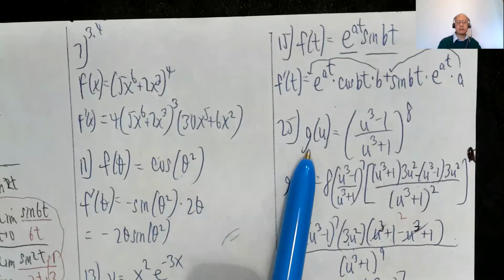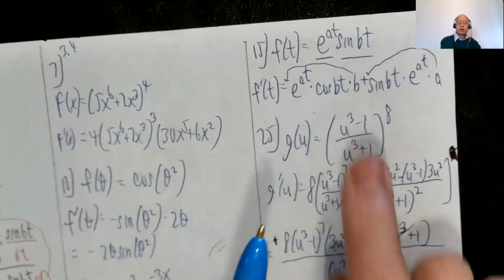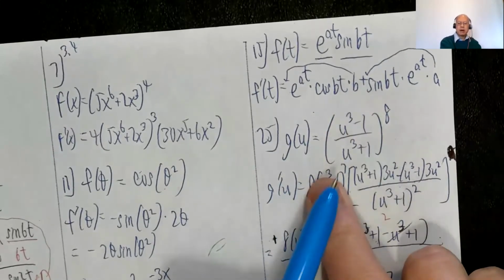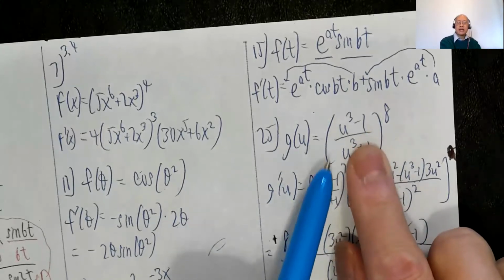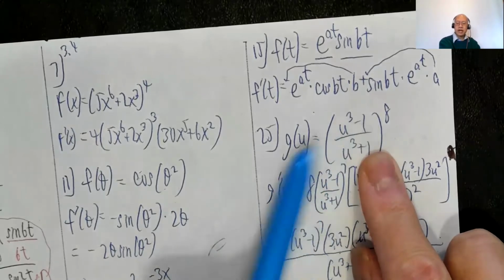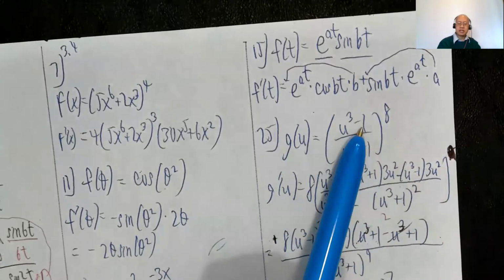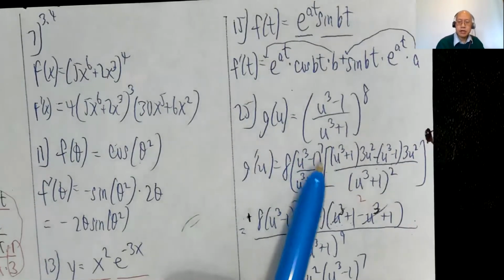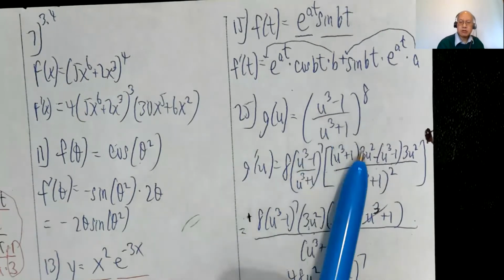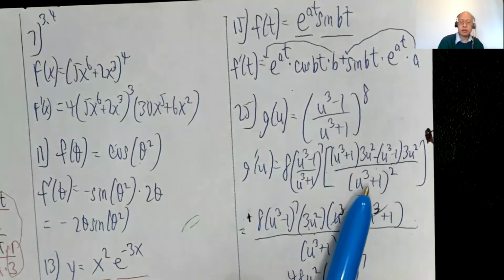Okay, here's 25, a little bit clumsy. G of u is blah, blah, blah to the 8th power. So the outside function is raising to the 8th. I start off with 8 times blah, blah, blah to the 7th, and then by the chain rule times the derivative of the inside, which is going to involve a quotient. So 8 times u cubed minus 1 over u cubed plus 1, to the 7th. Now differentiate the inside. Again, differentiate means take the derivative. So bottom times the derivative of the top, 3u squared, minus the top, u cubed minus 1, times the derivative of the bottom, 3u squared, all over u cubed plus 1 squared.